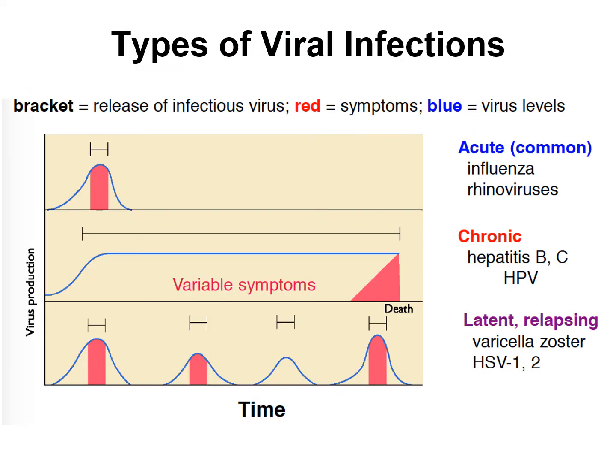When talking about viral diseases, we often relate to them in three terms that describe the type of viral infections they produce. And these three terms are acute, chronic, and latent.